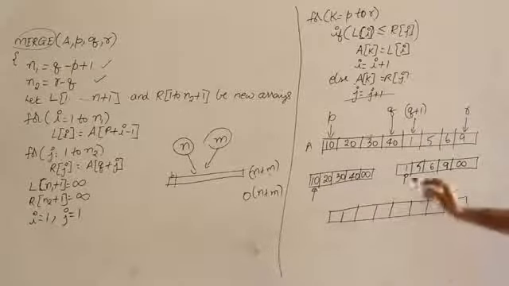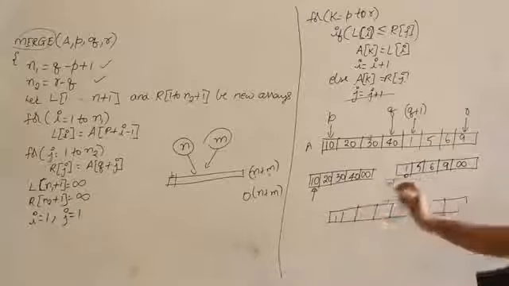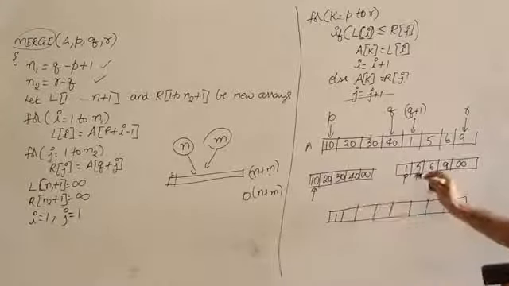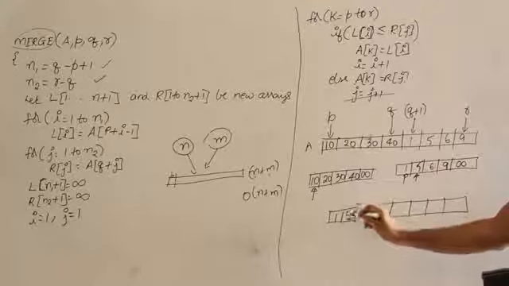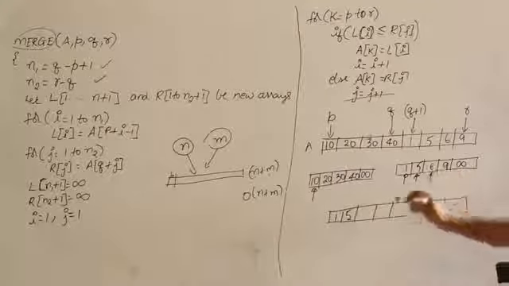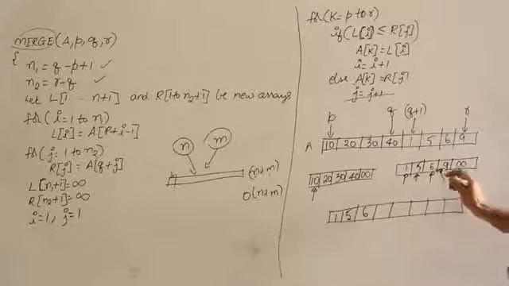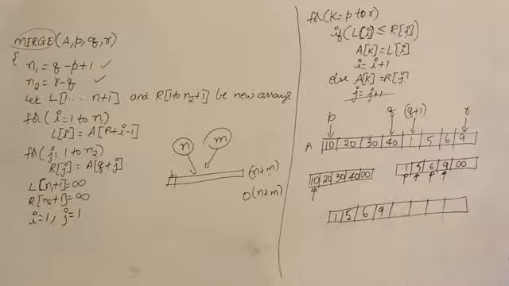Whichever is lesser, I am going to write here. Which is lesser? 1, right? And now 1 will be incremented, and which is lesser now? 5. This will be incremented. Which is lesser? 6. This will be incremented. Which is lesser? 9. This will be incremented, right?